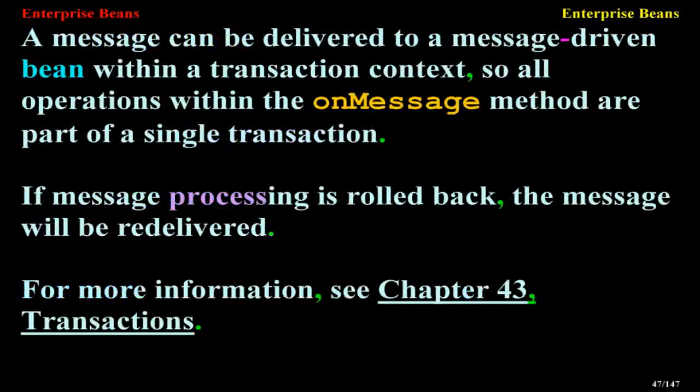A message can be delivered to a message-driven bean within a transaction context, so all operations within the onMessage method are part of a single transaction. If message processing is rolled back, the message will be redelivered. For more information, see Chapter 43, Transactions.